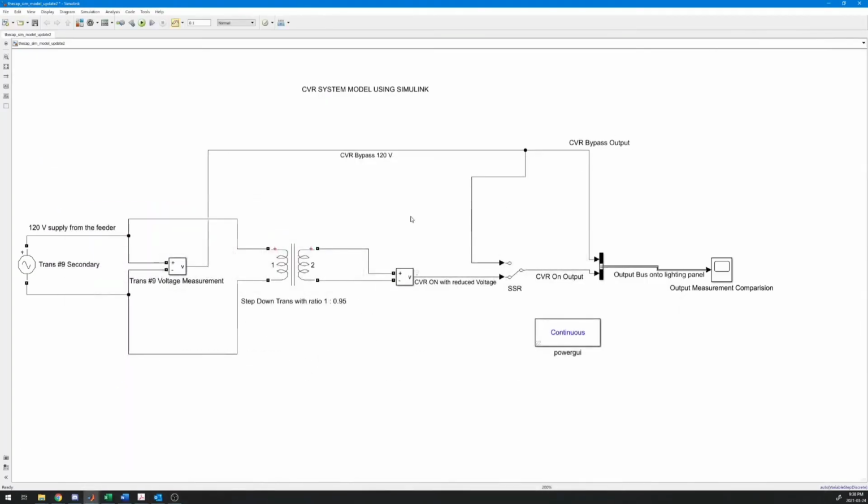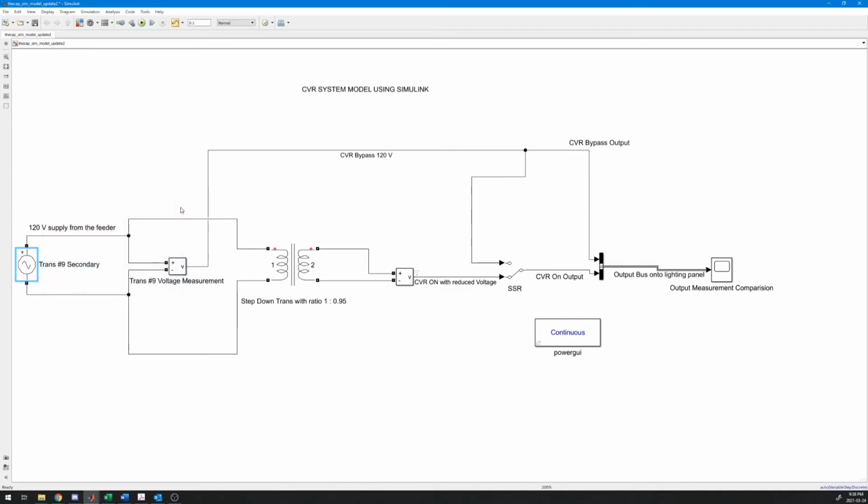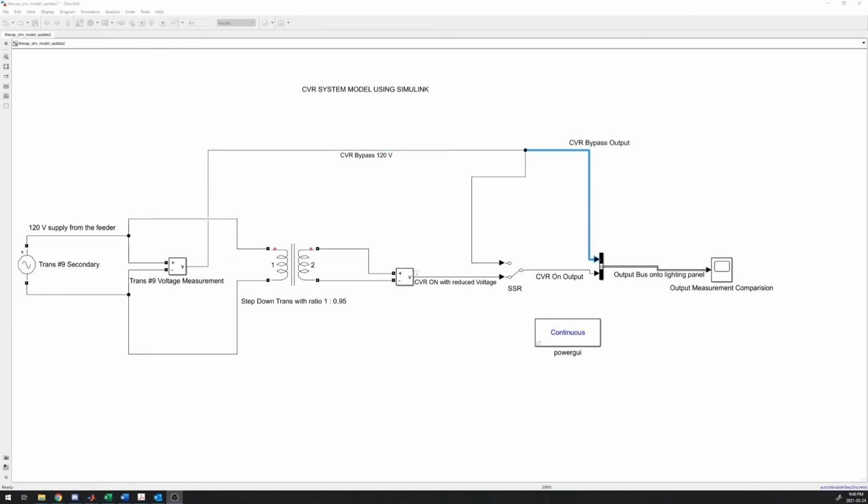Minimize this. So the secondary side of transformer number 9 is modeled as a power source of 120 volts. We can click on the power source. We can see 120, 60 Hertz, standard for our building. We have connected the voltage to a voltage measurement block. From there, the CVR bypass up top is directly connected to the load, and it can also be controlled with a switch. Please note that this bypass is only used for the scope.